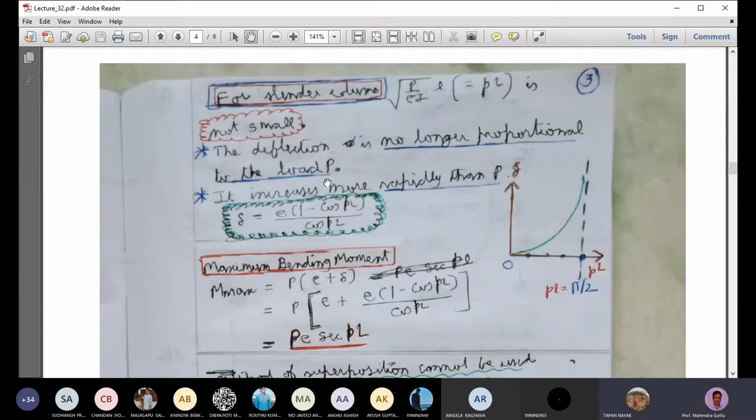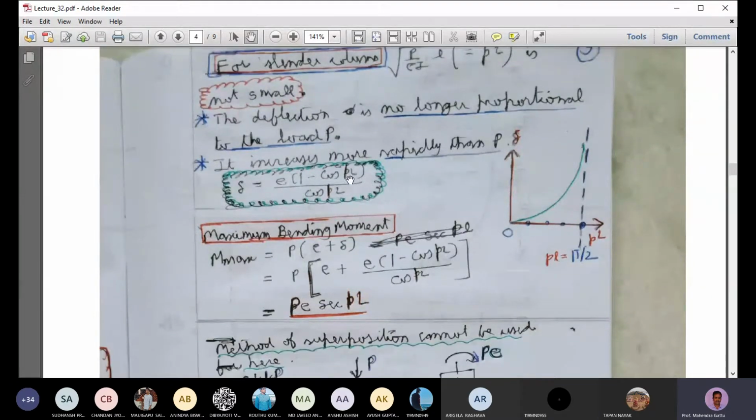Fine. Okay. So we have delta is equal to e into 1 minus cos pl by cos pl, and we plotted the delta as a function of small pl, and we found that as pl varies from 0 to pi by 2, delta varies from 0 to infinity. That means it is blowing up at pl equal to pi by 2.